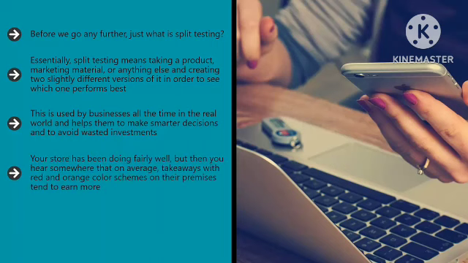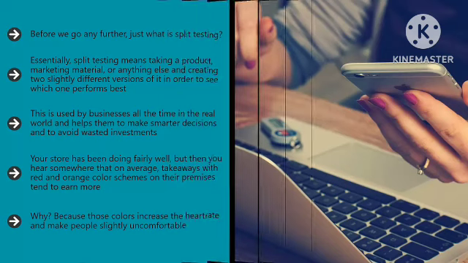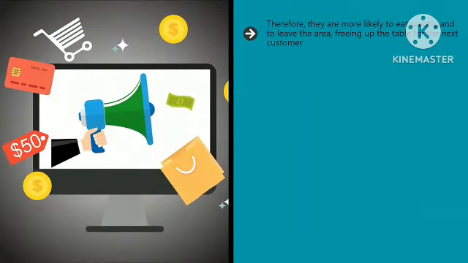Your store has been doing fairly well, but then you hear somewhere that on average, takeaways with red and orange color schemes on their premises tend to earn more. Why? Because those colors increase the heart rate and make people slightly uncomfortable. Therefore, they are more likely to eat quickly and to leave the area, freeing up the table for the next customer. The result is that such venues actually see a higher turnover of customers and greater profits. This is just a random example, but it also happens to be true.